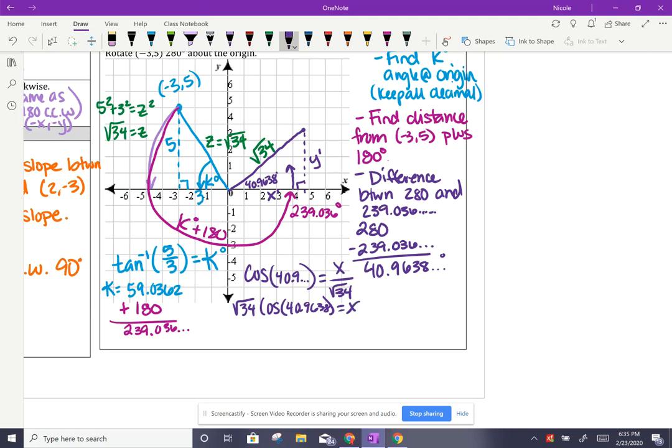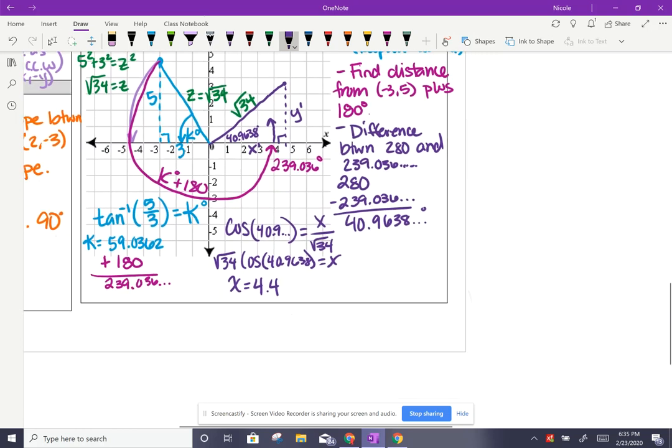To get x, square root 34, delete. Oops. That's how that works. 34 times cosine of that angle, enter, gives me x, and I'm rounding to the nearest tenth, is 4.4.